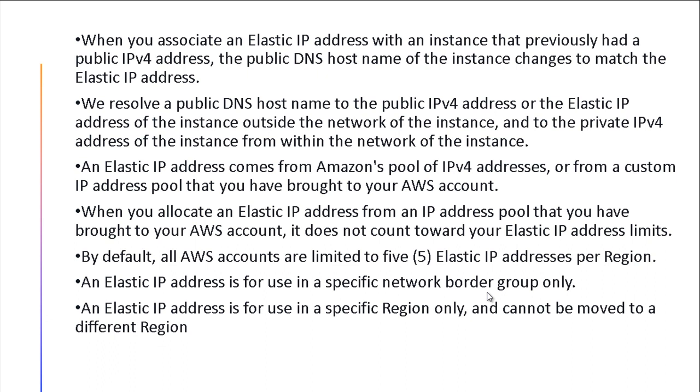An Elastic IP address is for a specific network border group only. Next, an Elastic IP address is for use in a specific region only and cannot be moved to a different region. Suppose we are using an x.x.x.x IP address in one region, and I want to assign that IP address to another region. That is not possible. It varies from region to region.